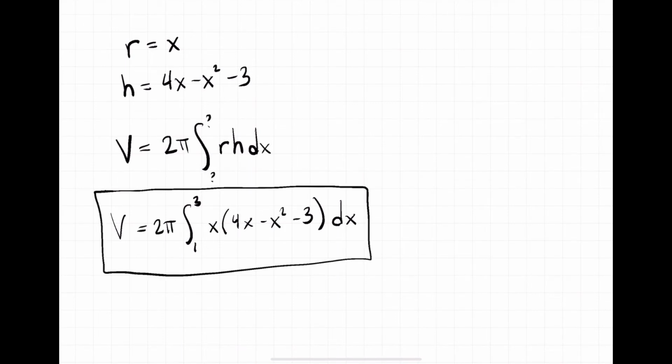I'm not going to take the time to actually evaluate this integral in this case, because this is a pretty straightforward integral that you know how to do. I would encourage you to practice this if you feel that you need more practice at solving integrals of polynomials.